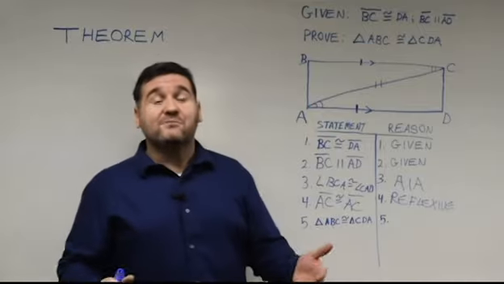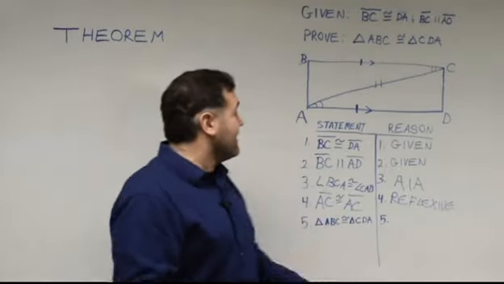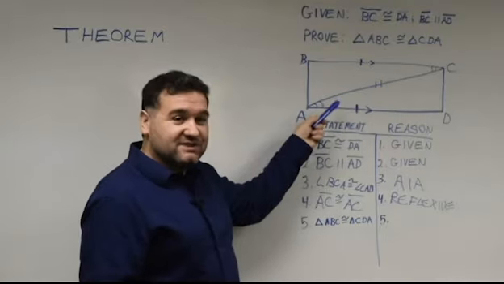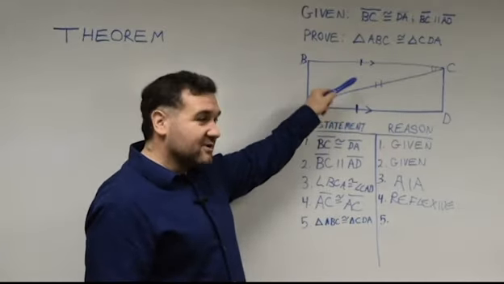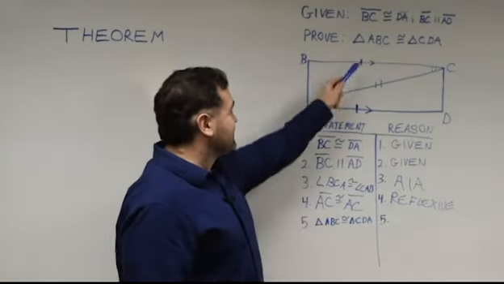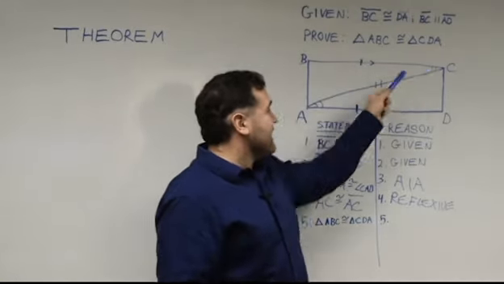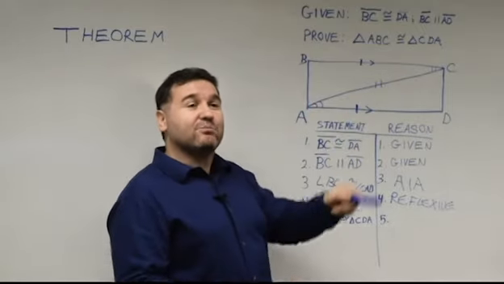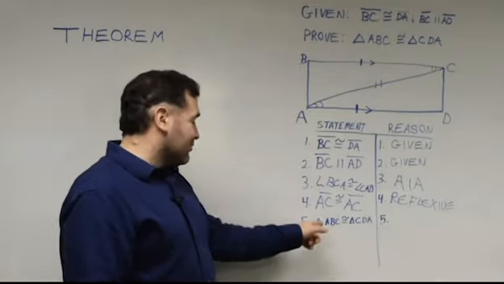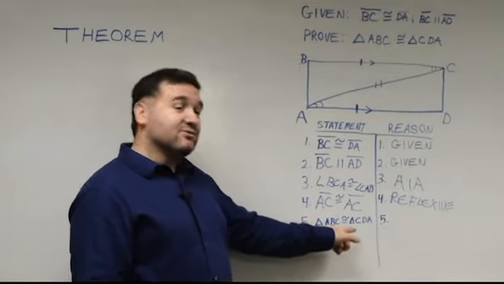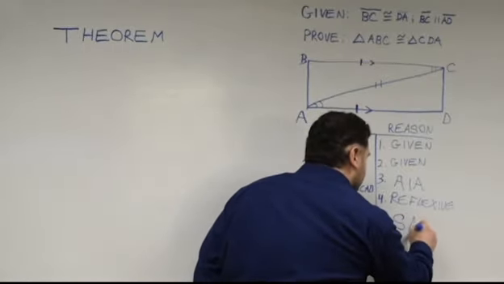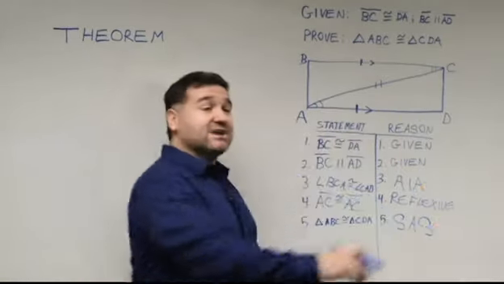Just as when you stare in a mirror and you see a reflection of yourself, side AC is reflected across the transversal and is concurrently shared by both triangles. So now we have a side, angle, and another side which are proven congruent and shared by both triangles. So I can now prove the triangle ABC is congruent to triangle CDA by the side-angle-side theorem.